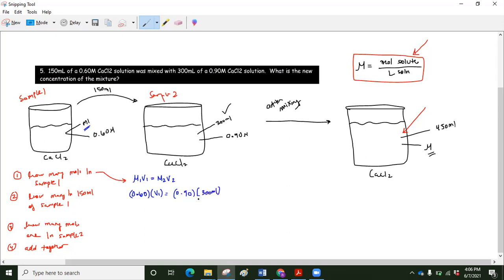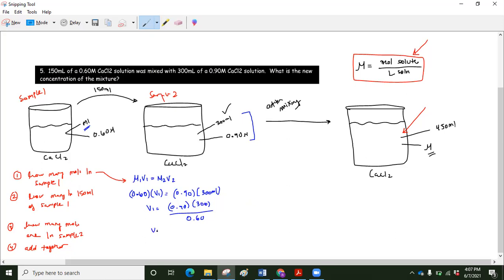So this is why we set this up this way, because the information about sample two is already provided. That could lead us back to sample one in terms of its volume, or even its molarity. If we didn't have its molarity and we had its volume, we could have gone that way as well. So the volume of sample one is 0.90 multiplied by 300 over 0.60. If you plug that into a calculator, you would get 0.90 multiplied by 300, and then dividing by 0.60, you would get 450.